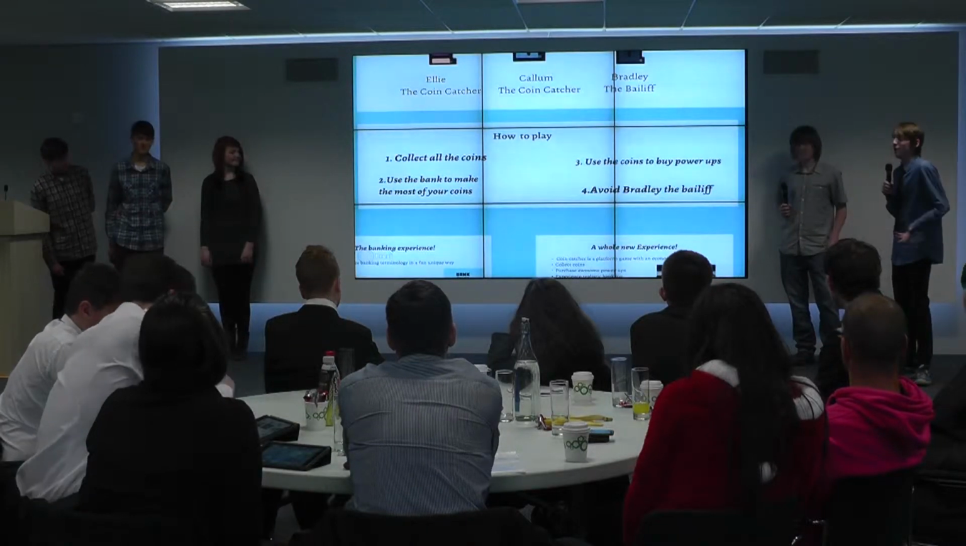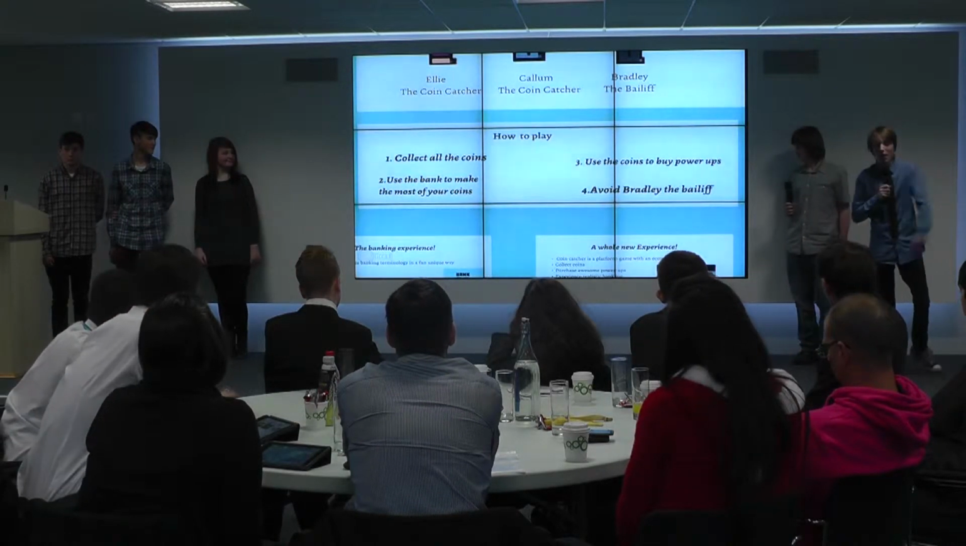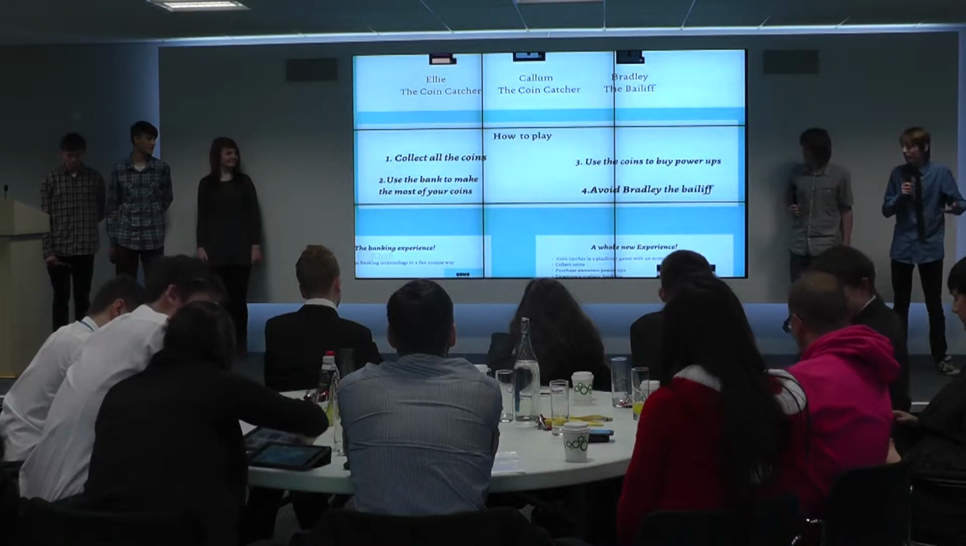How to play. You start off on the menu. You click the menu, then you're put into a level. The level has an 8-bit arcade retro look. Then collect all the coins. When you've collected all the coins, you will then be taken to the bank. Use the bank to make the most of your coins. You have savings, credit, loans, debit, everything a realistic bank uses. You then use the coins to buy power-ups. Those power-ups help you throughout the game, as I've just explained. The entire aim of the game is to keep as much money as possible and avoid the evil Bradley the Bailiff.